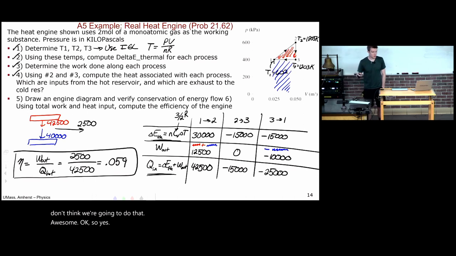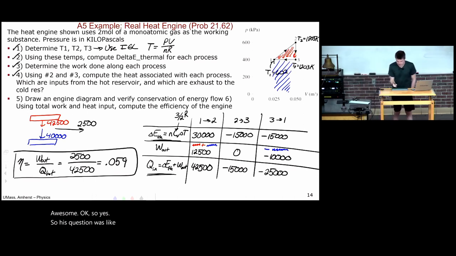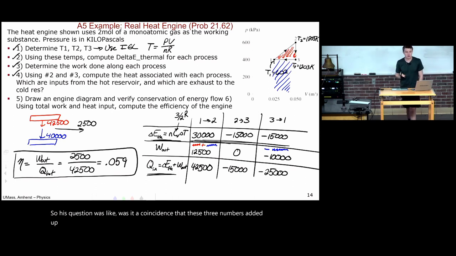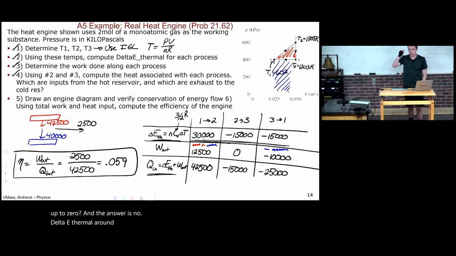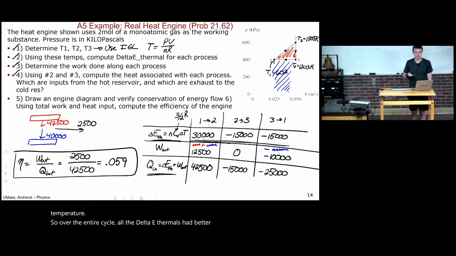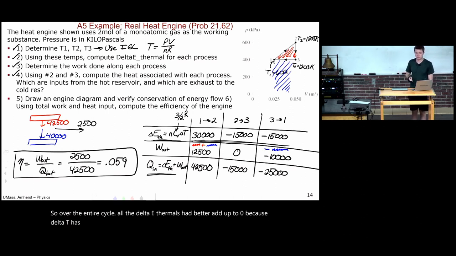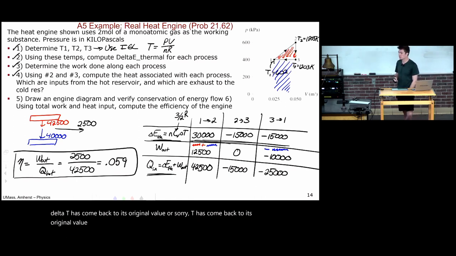Yeah, so his question was, was it a coincidence that these three numbers added up to zero? And the answer is no. Delta E thermal around a whole cycle, you always return to the initial temperature. So over the entire cycle, all the delta E thermals had better add up to zero because T has come back to its original value. So delta T will be zero. Simon, do you have a question? Or?